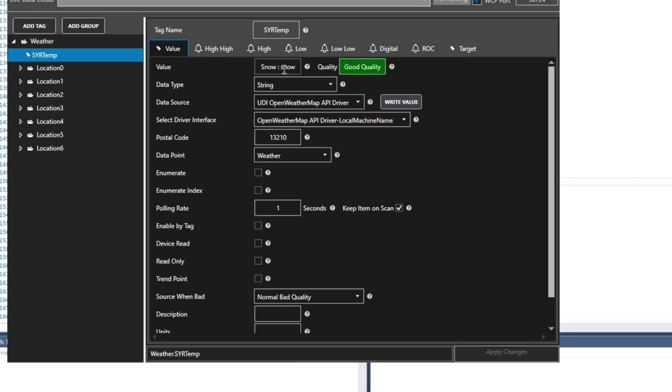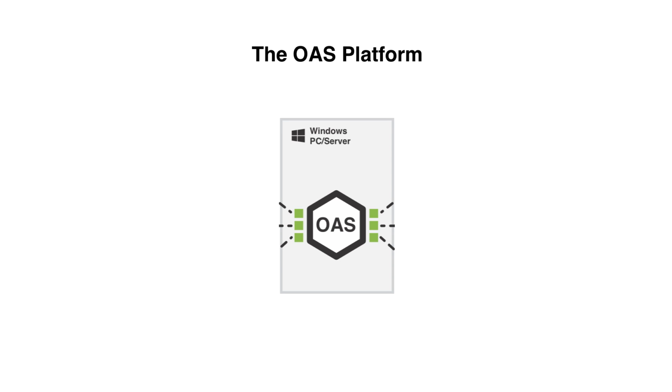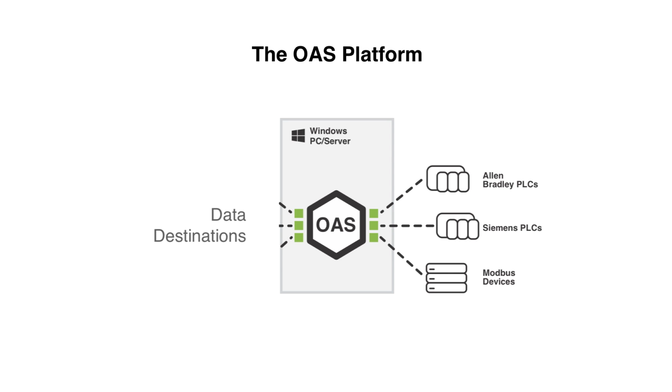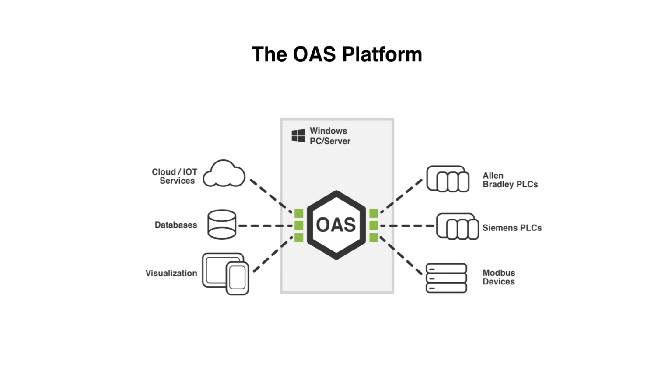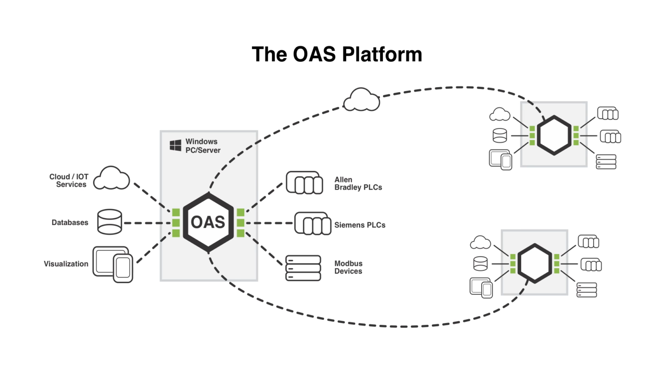So how does all of this work? Well, the Oas platform is a system that can move data between data sources and data destinations. Typically, that's installed on a Windows PC or a Windows server. So these sources are things like PLCs, Modbus devices, it could be applications, APIs, and destinations can be things like databases, IoT services, and even visualizations. And each one of the Oas systems can be networked with another system to move data across the internet or wide area networks. But all of this needed to be done on a Windows PC.